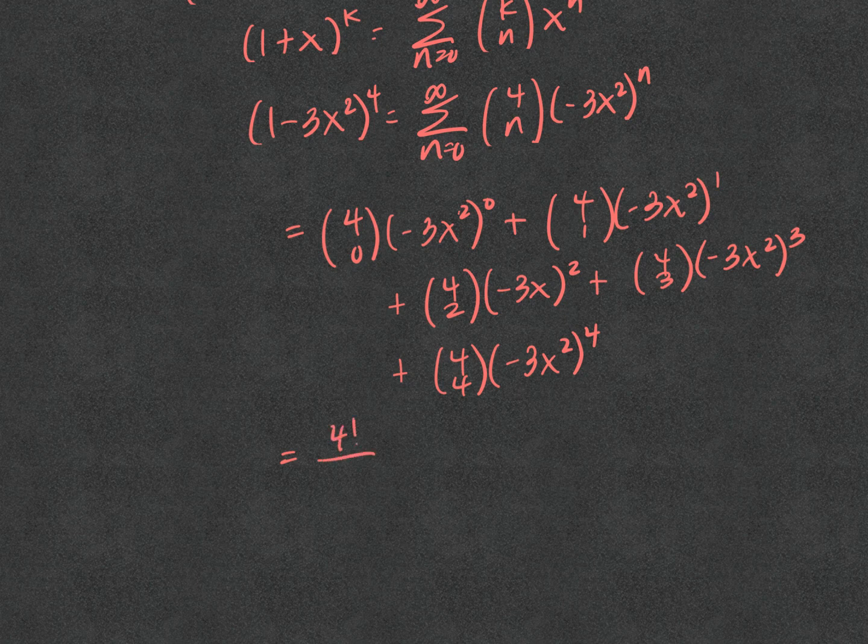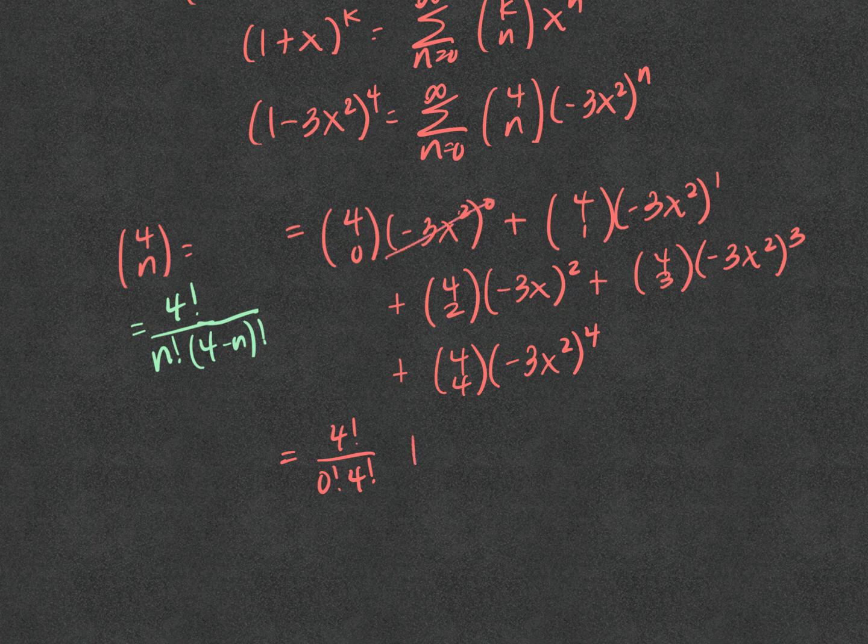All right, let's think about 4 choose 0. 4 choose 0 means 4 factorial over 0 factorial, 4 factorial. I'm using k choose 4. Let's put a 4 here. I'm going to use my combinations formula. 4 choose n equals, let's put it in a different color so it doesn't blend in too much, 4 factorial over n factorial, 4 minus n factorial. And then anything to the 0 power is the number 1. So we're just going to say plus 4 choose 1 will be 4 factorial over 1 factorial. 4 minus 1 is 3 factorial. And then we have negative 3x squared to the first.